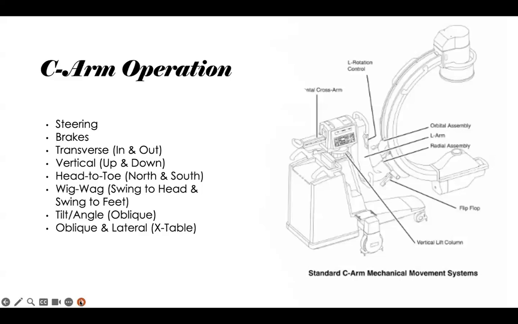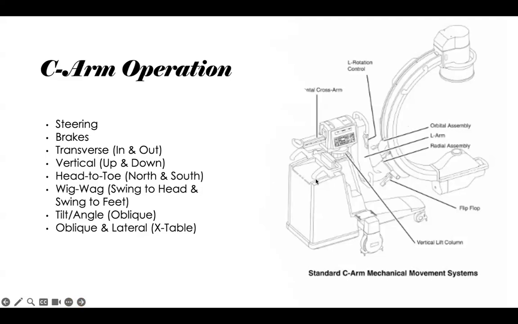So along with those operational buttons, there are different ways to manipulate the actual machine. You can steer it. It does have brakes. You can do what's called transverse: move the seat in and out. You can move it vertical. Like I told you, these two buttons on the top handle that. So you can move the seat up and then you can move it down.